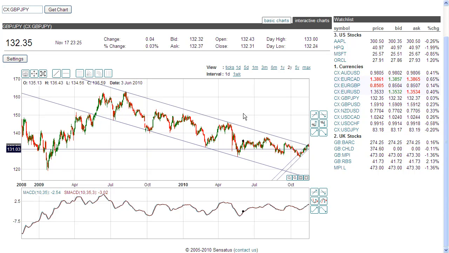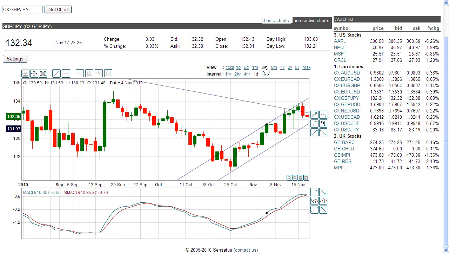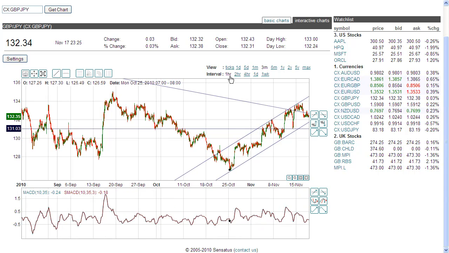It looks like the pound yen is in an overall downward trend. Price is currently at a potential area of support and is potentially trying to break out of this downward channel. But the overall sentiment to date is still bearish, or the long-term sentiment is bearish.